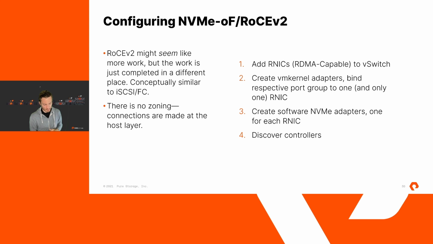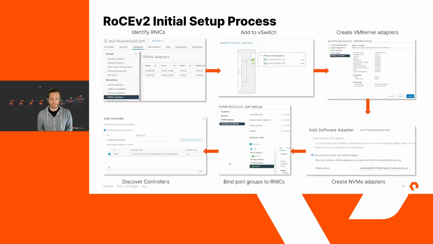And so from a VMware perspective with RoCE v2, what you want to do is take your physical NICs, your RNICs, your RDMA-capable NICs, add them to a vSwitch, create VMkernel adapters, and bind them, one for each RNIC you want to use. Create a software NVMe adapter for each RNIC, and then from there you can discover your controllers. So here's a bit of an eye chart, but it'll walk you through this process.